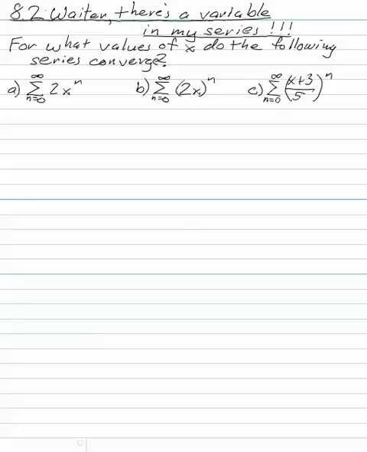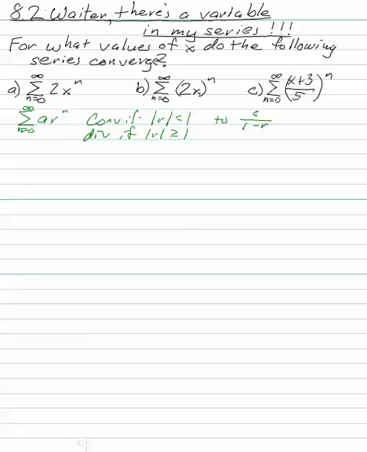You can imagine if I plug in a 3, so I'd have 2 times 3 to the n, it might diverge, it might converge, and we would have to use the geometric series test. So we remind ourselves about the geometric series: the sum from n equals 0 to infinity of a r to the n converges if the absolute value of r is less than 1, and diverges if the absolute value of r is greater than or equal to 1. And it converges to a over 1 minus r. And if it diverges, it doesn't diverge to anything, it just diverges.